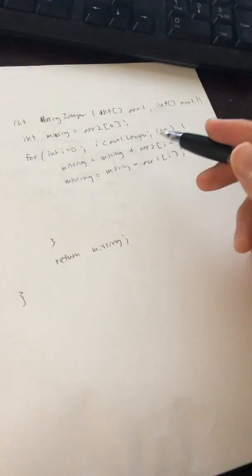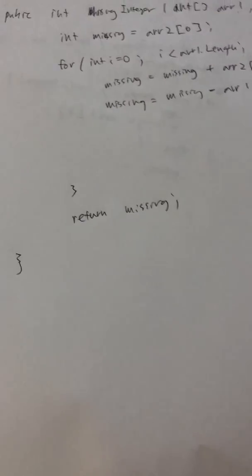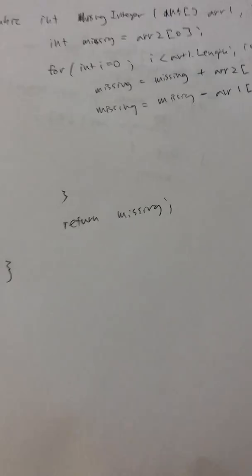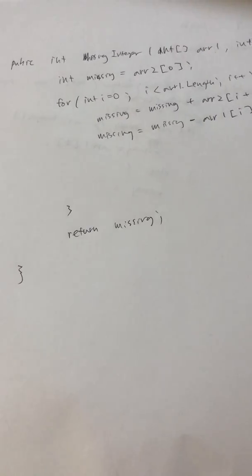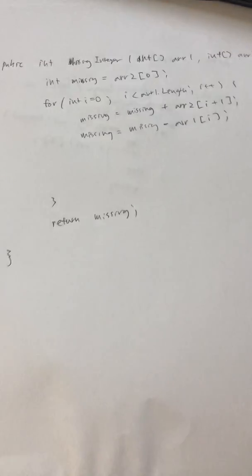So that works even if the missing one is negative or positive. If negative 1 happens to be the missing one, then obviously the second array will be smaller, so it will come out as a negative number. So that is my solution for number 2.